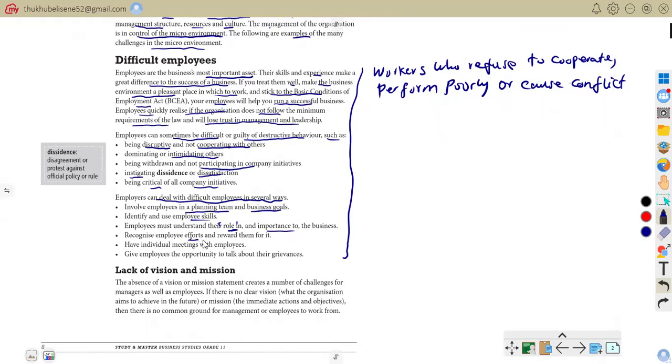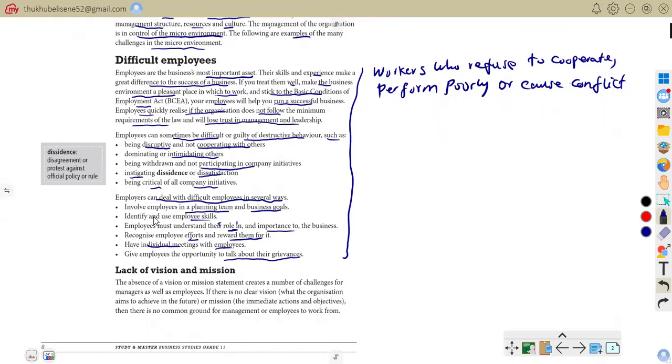Recognize employees' efforts and reward them. If they are recognized for their input and the effort they make for the organization, that recognition and reward can make it easier to deal with such difficult employees. Have individual meetings with employees. Give employees the opportunity to talk about their grievances.